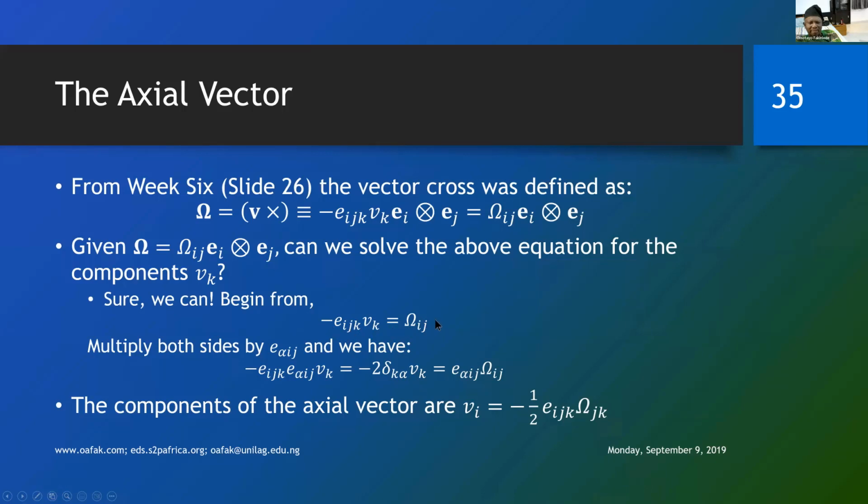If we look at the definition of the vector cross, this expression is true. So if you multiply both sides by e alpha ij, we have this. And therefore, Vi is equal to minus half eijk omega jk. So this is the relationship between the axial vector, which is a vector, and the skew tensor. Every skew tensor can be converted to a vector, and every vector can be converted to a skew tensor. That's what we have here.